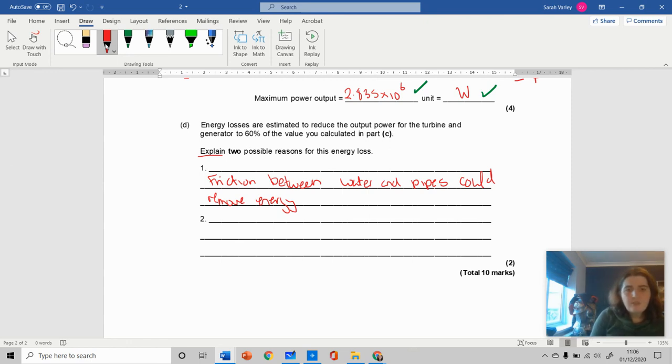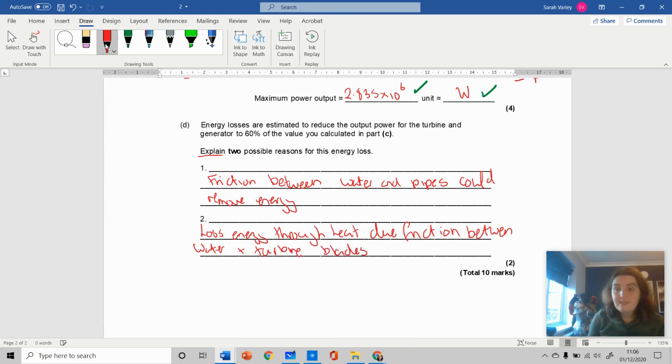And of course, you can actually lose energy through heat due to friction. So there's another friction, but I'm being specific about where: between the water and the turbine blades. So I've actually been very specific and given two very specific different places that it could affect.